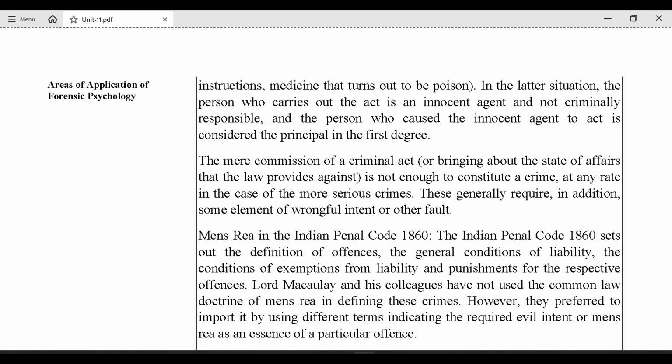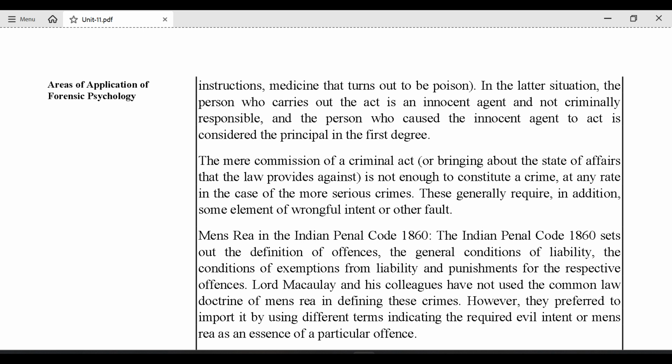The mere commission of a criminal act, or bringing about the state of affairs that the law provides against, is not enough to constitute a crime, at any rate in the case of the more serious crimes. These generally require, in addition, some element of wrongful intent or other fault.